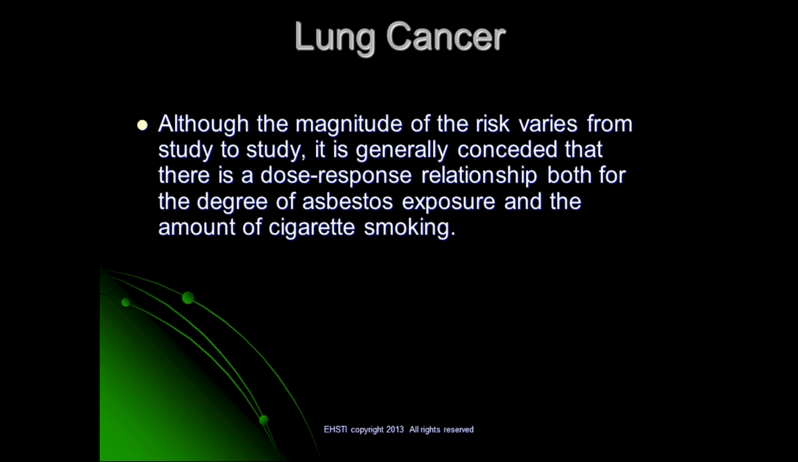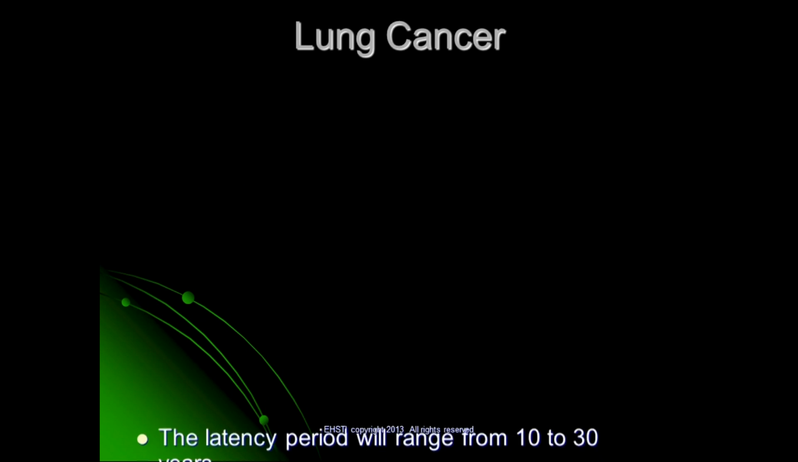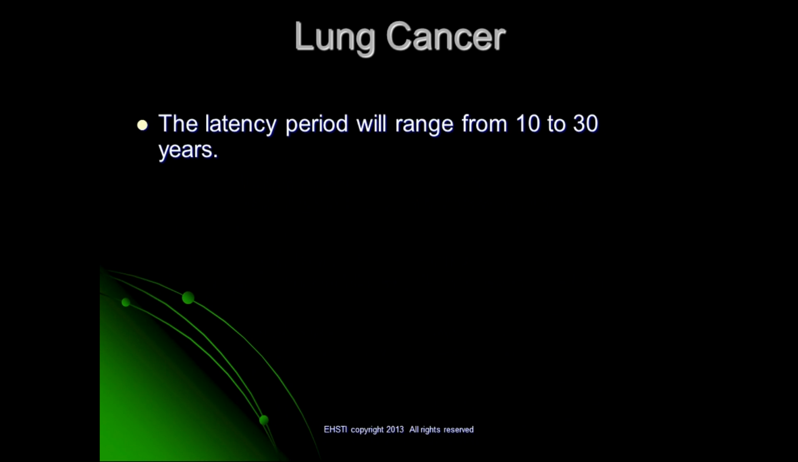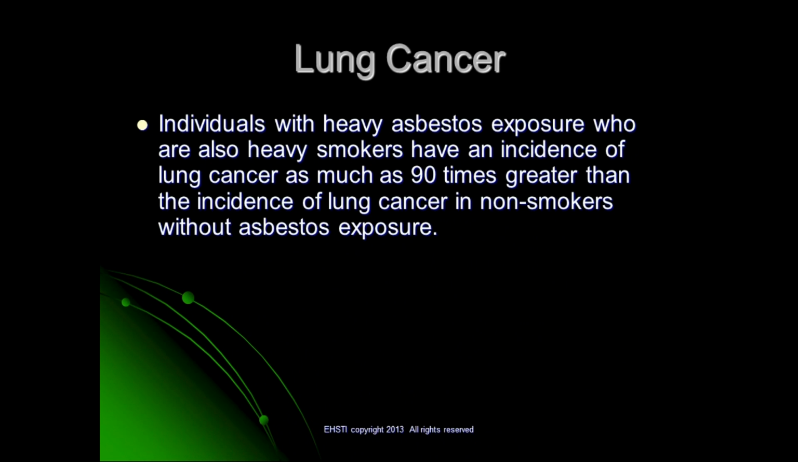Although the magnitude of the risk varies from study to study, it is generally conceded that there is a dose-response relationship both for the degree of asbestos exposure and the amount of cigarette smoking. The latency period for lung cancer will range from 10 to 30 years. Individuals with heavy asbestos exposure, who are also heavy smokers, have an incidence of lung cancer as much as 90 times greater than the incidence of lung cancer in non-smokers without asbestos exposure.